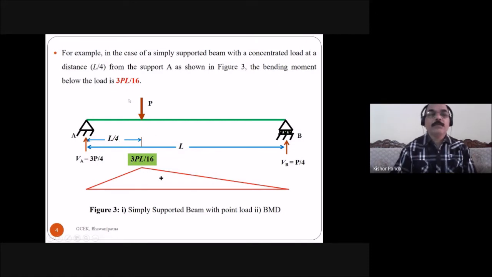So in the case of a beam structure, if the load is present at a distance L by 4 from the support A, the bending moment developed at the loading point is equal to 3PL by 16. For example, in the case of a simply supported beam with a concentrated load at a distance L by 4 from the support A, as shown in figure 3, the bending moment below the load is 3PL by 16.